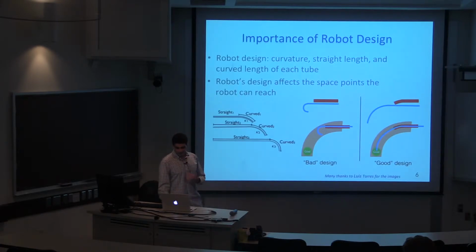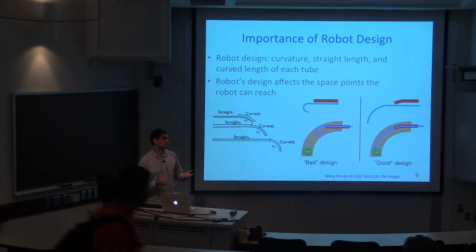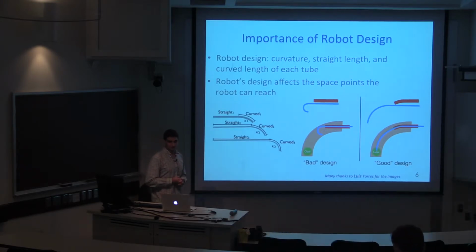So this motivates the need for design optimization algorithms that are able to output these design parameters that I mentioned, not only on an application-specific basis, meaning the goal region can change within the patient's anatomy, but also because the patient's anatomy is going to be different for each patient. So one design that works for one patient may not work for another one. So we want to develop an algorithm that can optimize the design of a robot on an application and patient-specific basis.